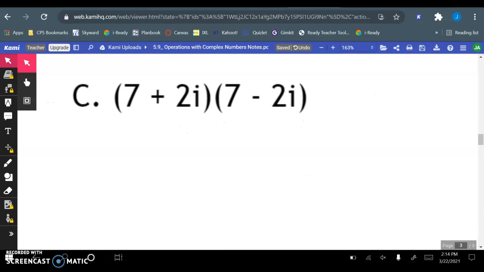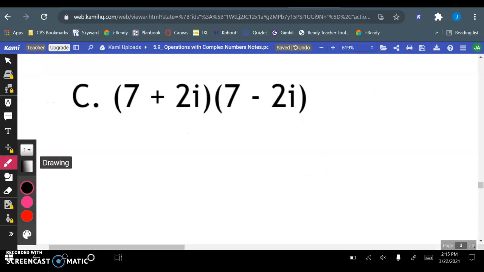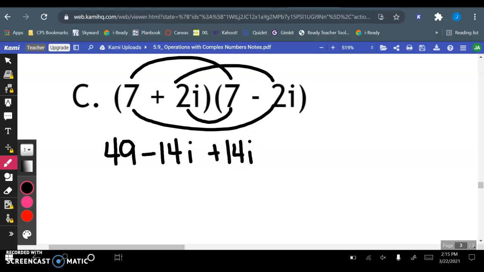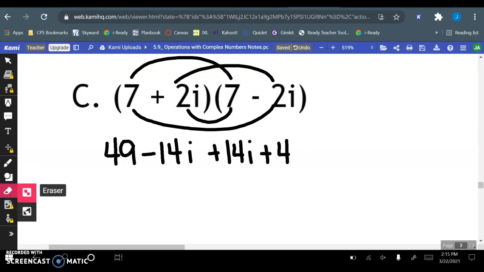So same thing here for part C. We're going to have to do the distribution, FOIL. So first, 7 times 7 is 49. Outside, we would get negative 14i. Inside, we would have a positive 14i. And last, 2 times negative 2 would be negative 4. i times i is i squared, which is the same thing as negative 1. And then negative 4 times negative 1 is actually going to be a positive 4.